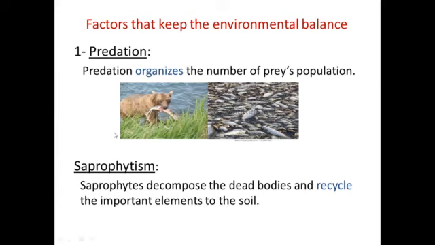The other food relationship is saprophytism. Saprophytes, like bacteria and fungi, decompose dead bodies and recycle the important elements to the soil, which can be used by the plants in producing their own food by the photosynthesis process.